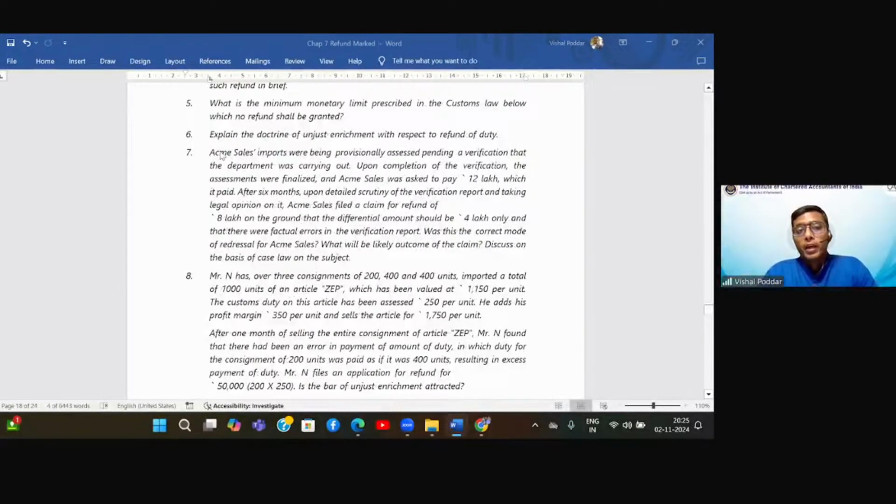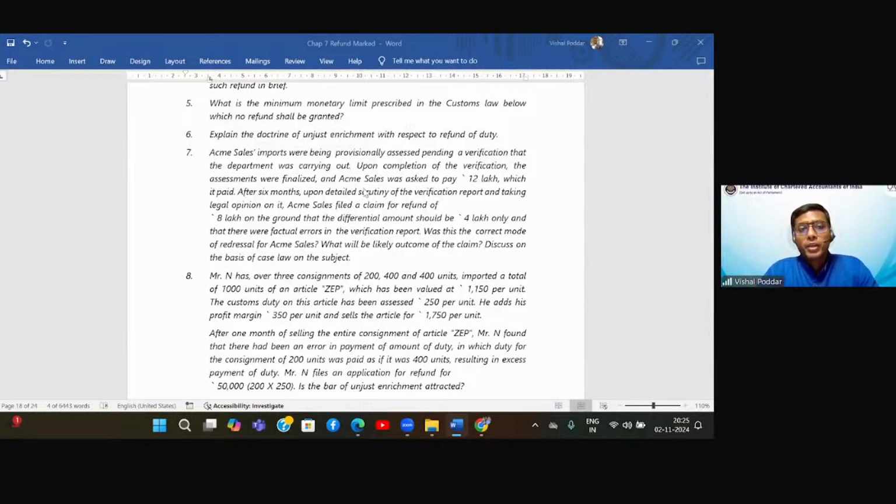Now, again, an interesting case. Acme Sales' imports were being provisionally assessed pending a verification that the department was carrying out. So you imported certain goods, you went in for assessment, the department said that we need to verify, maybe we want some lab reports or some further inspection, etc. You said, sir, please do that, but allow me to clear the goods so that at least I can continue my business and I will pay the duty provisionally, and in future we'll go for final assessment. So that was agreed. You cleared the goods by making payment of duty provisionally.